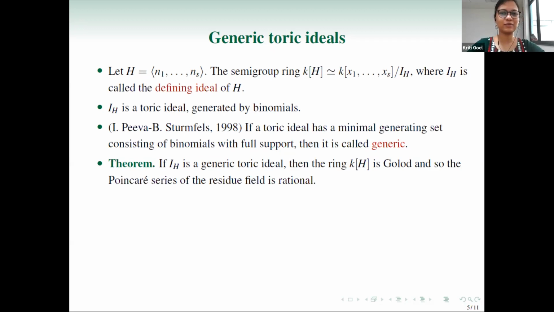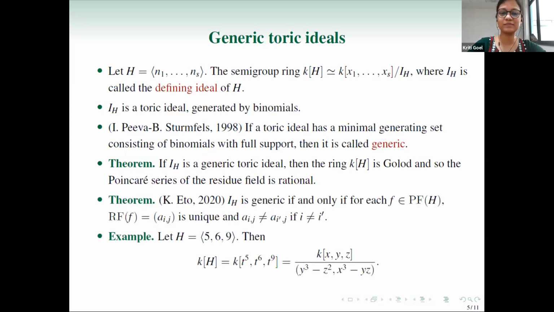So we have Row-Factorization matrices associated to a semigroup. We have generic toric ideals, a special kind of condition for toric ideals in the semigroup rings. Is there a way to connect these two properties? This connection was made by Ito in 2020, where he proved that the defining ideal is generic if and only if for every pseudo-Frobenius number, it has a unique Row-Factorization matrix.